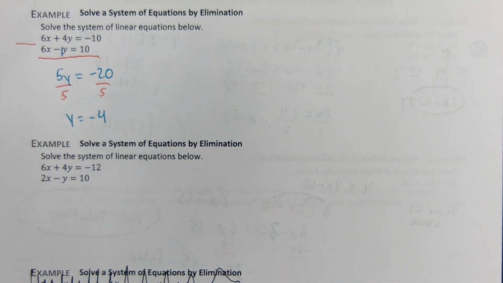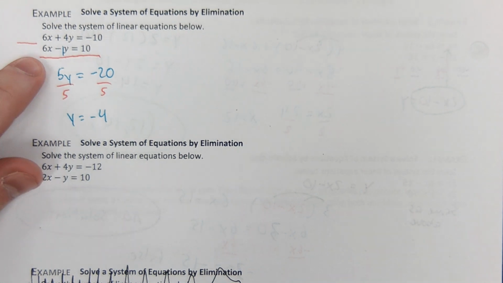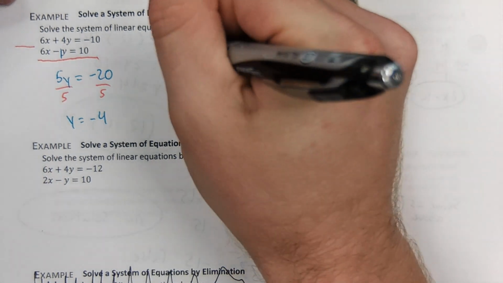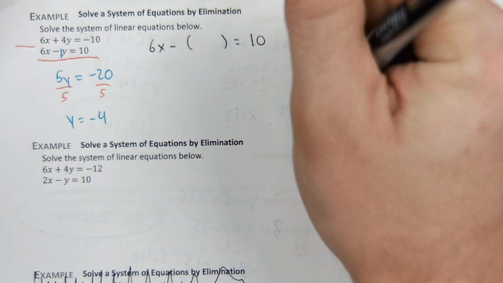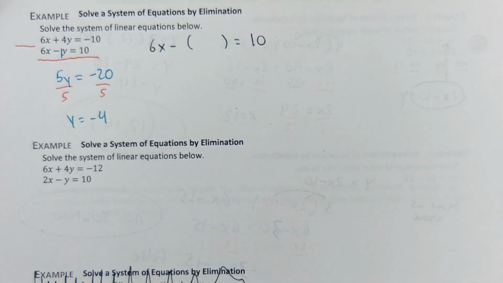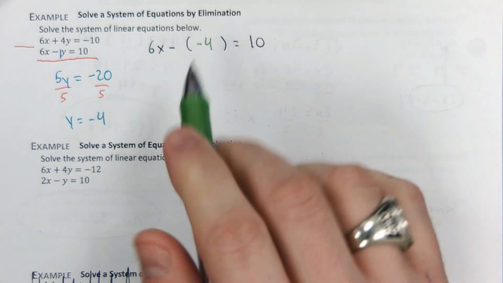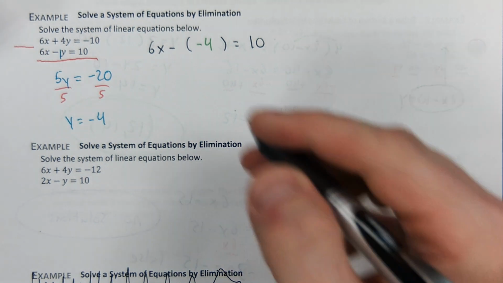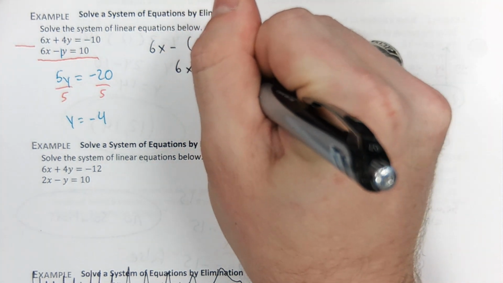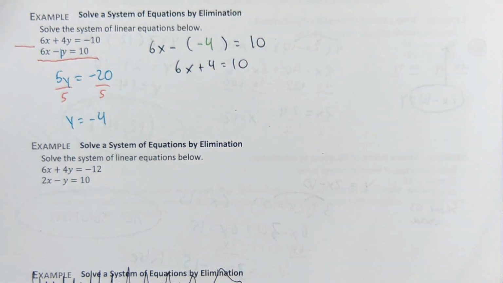Let's get the x. Numbers are smaller in the second equation, so I'm going to go with the second equation. 6x minus, I'm going to use a set of parentheses because I'm substituting. And I suggest you do the same thing. And what was it, y? -4? Oh, look, minus a negative. We get to talk about it again. Minus a negative, that means add. So what I really have here is 6x plus 4 equals 10.